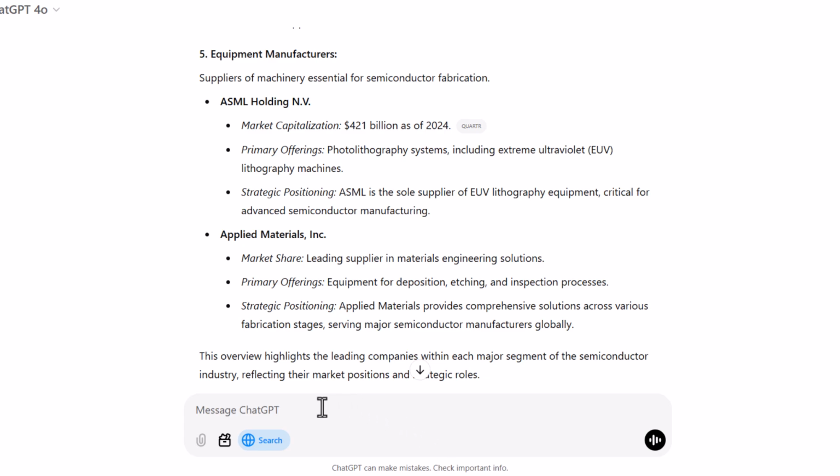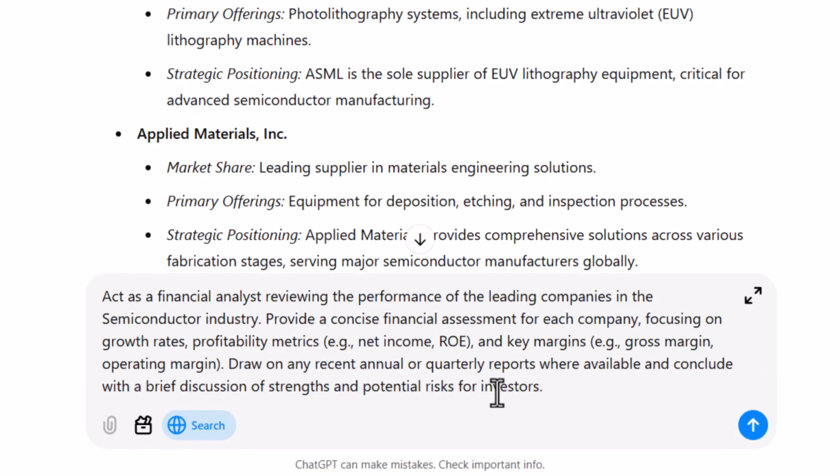What I want to do next is a financial analysis on these companies just to get a sense of what the margins and the growth look like. And there's a couple ways to approach this. I'm going to approach this with a single prompt, asking for a concise financial assessment of each of these companies. And I'm going to continue to have the search function enabled.